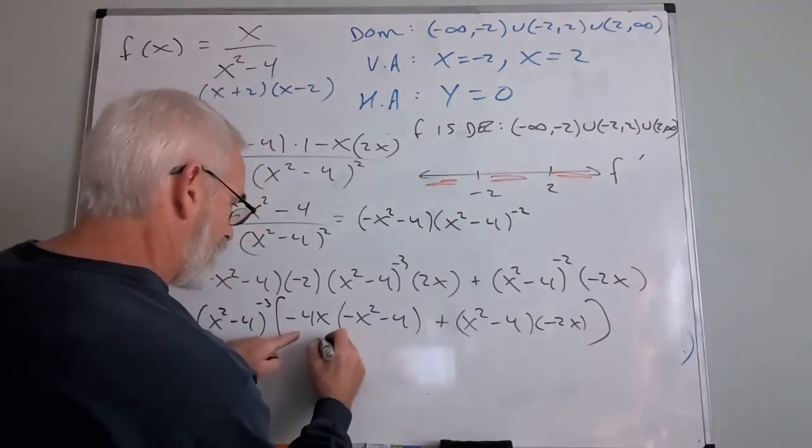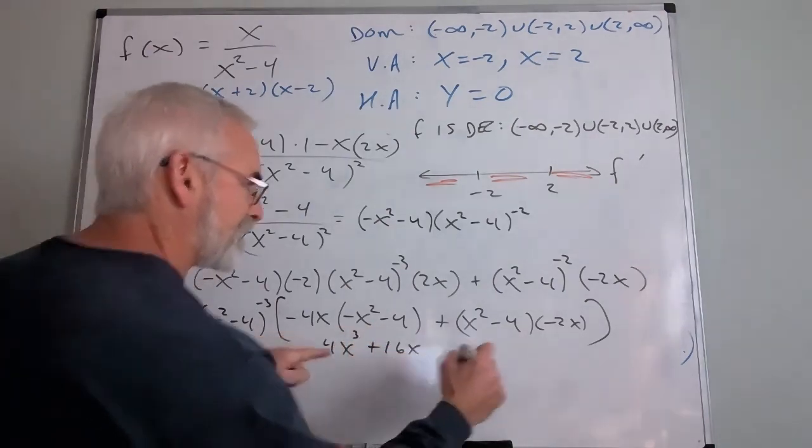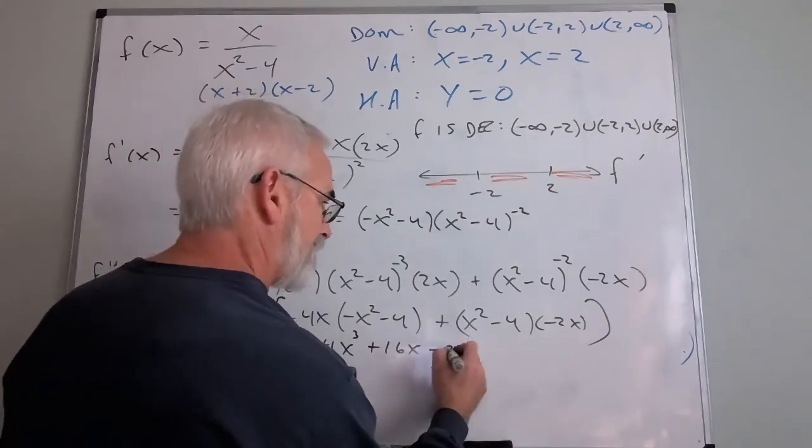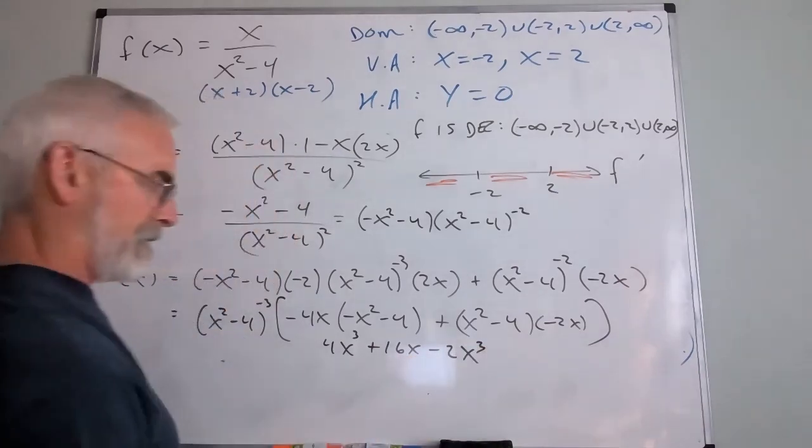So this will be what? 4x cubed plus 16x minus 2x cubed. Did I do that right?